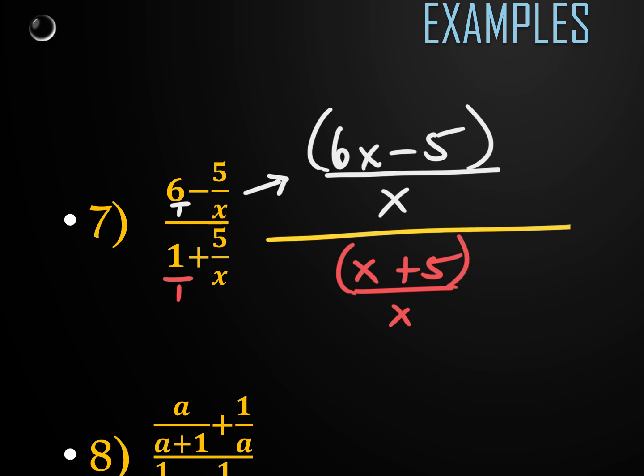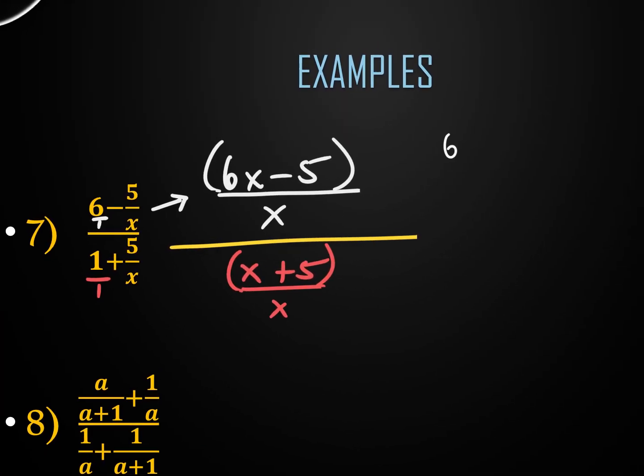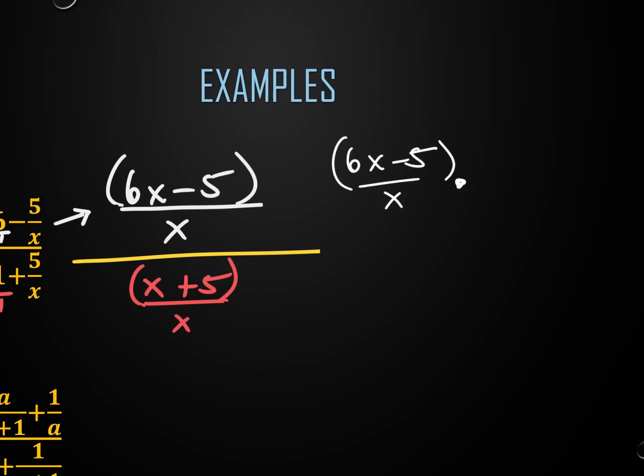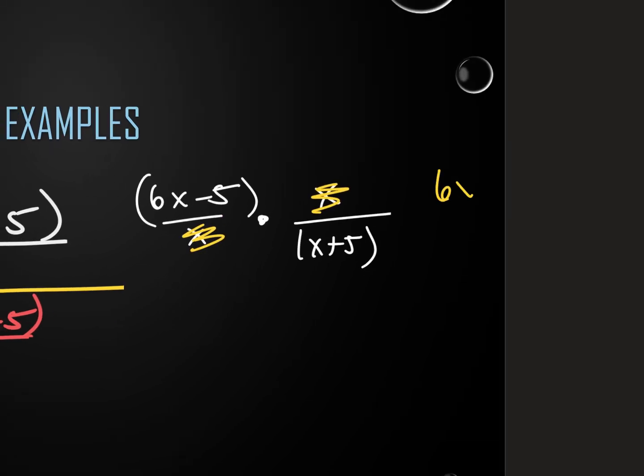Everybody see how we just did that? Do I now have two simplified fractions that I'm dividing? Yes, so we're going to keep 6x minus 5 over x, change division to multiplication, and then flip x over x plus 5. And what can I cancel? The x. X on top, x on the bottom. Remember, guys, 6x is attached to negative 5. In the denominator, x is attached to positive 5, so you cannot cancel anymore. It's just 6x minus 5 over x plus 5. Remember to keep everything in parentheses. It'll help you.